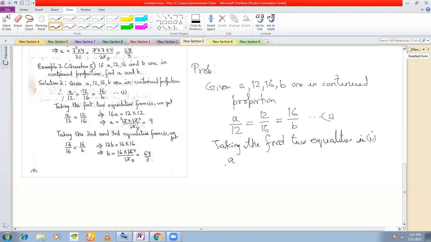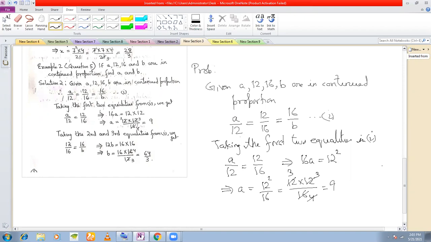what do we get? A by 12 equal to 12 by 16. So that you can solve for A here. 16A is equal to 12 square. So you get A is equal to 12 square by 16, which is equal to 12 into 12 by 16. We're getting A is equal to 9.